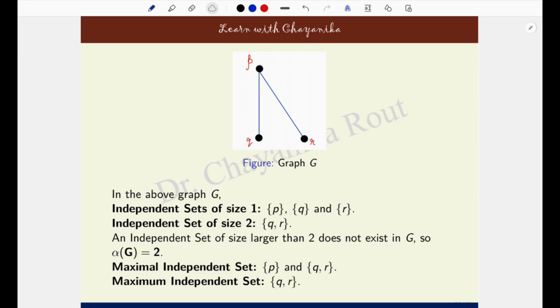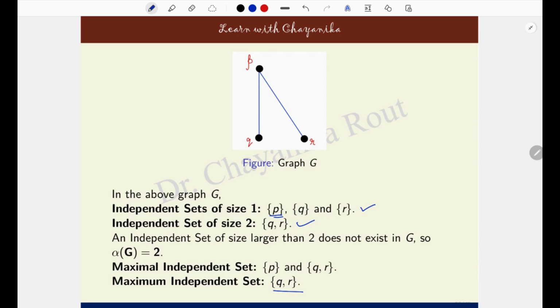Well, let's see the problem presented on this slide. Here we have the graph with 3 vertices P, Q and R. We can see the singletons P, Q and R are independent sets. Then we have only one independent set of size 2, that is formed by Q and R. Of these, the one with the maximum cardinality is QR, so that is the maximum independent set. And which are maximal? As we can see, P is not contained in any larger independent set, so P is maximal. Q is extended further to create QR. R is also contained in the larger independent set QR, so they are not maximal.